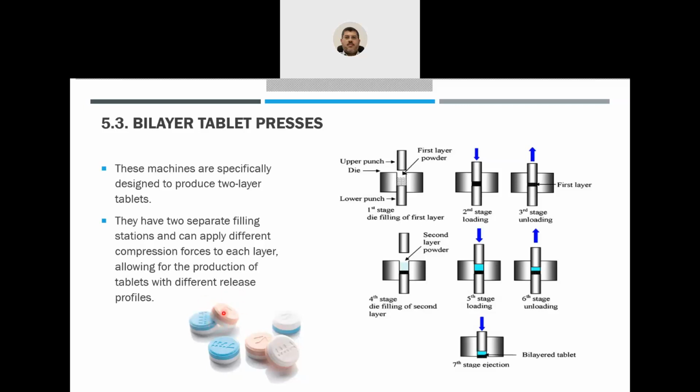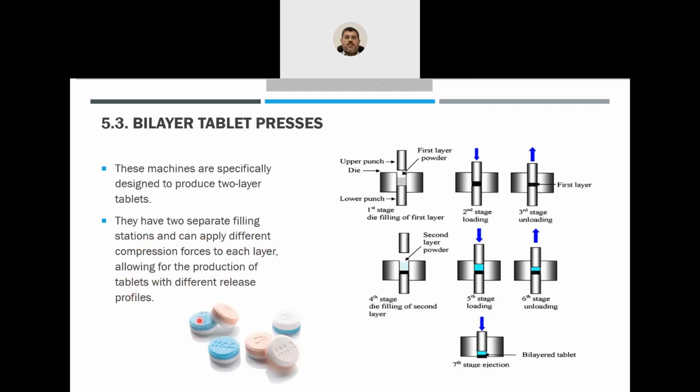Okay, so these machines are specifically designed to produce two-layer tablets. They are not available everywhere. Even in the market, bilayer tablets are not very common as well. Okay, but there are a few tablet formulations that are bilayer tablets. They have two separate filling stations, as we said, and can apply different compression forces to each layer, allowing for the production of tablets with different release profiles.